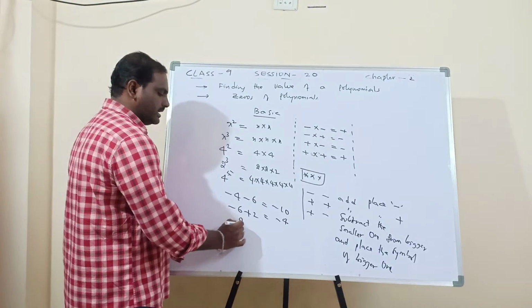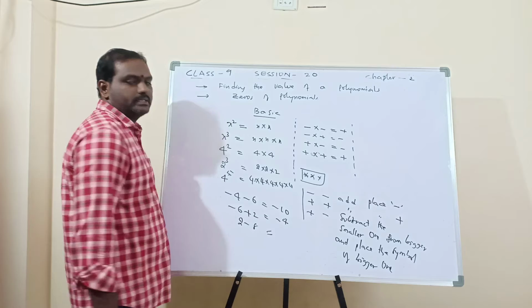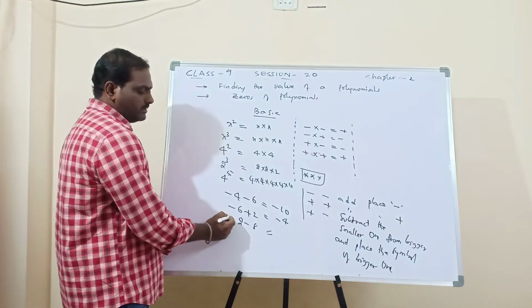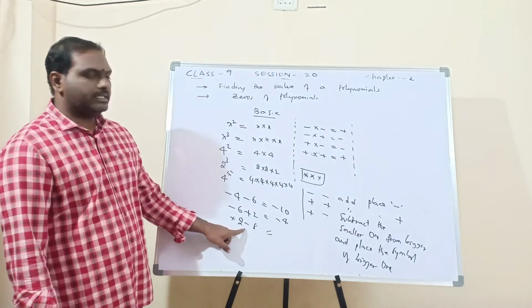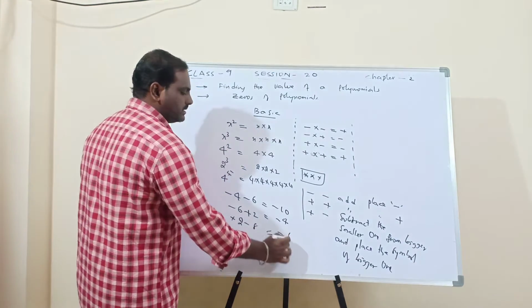2 minus 8 is get. In the last step, if you get 2 minus 8, if nothing is there, we can take it as plus symbol. So plus 2 minus 8. So this will be the minus 6.